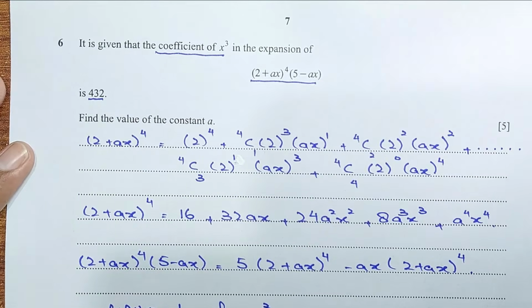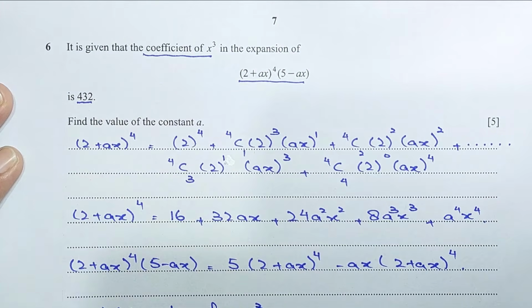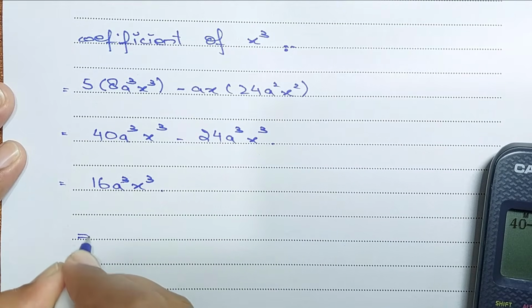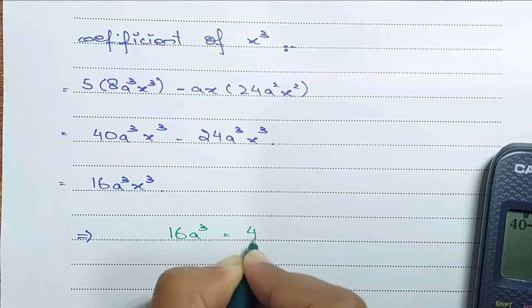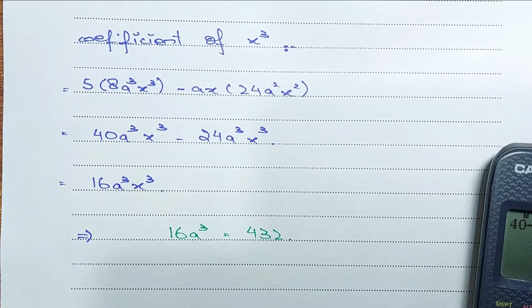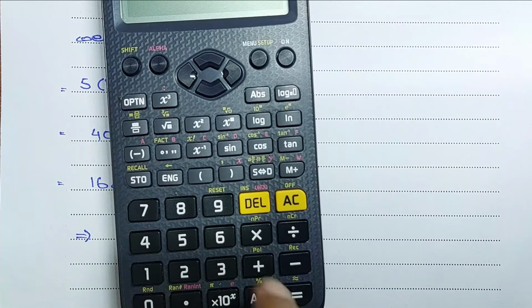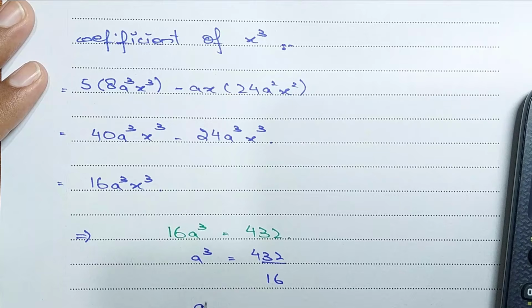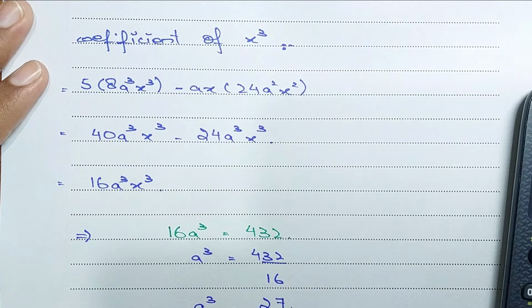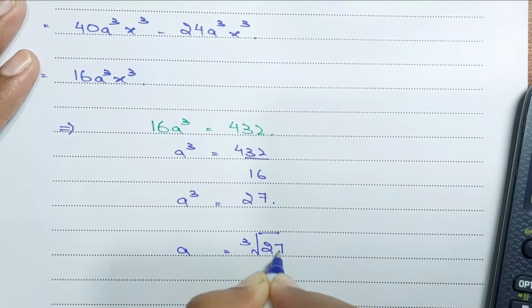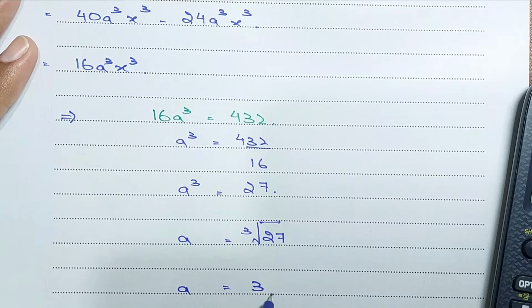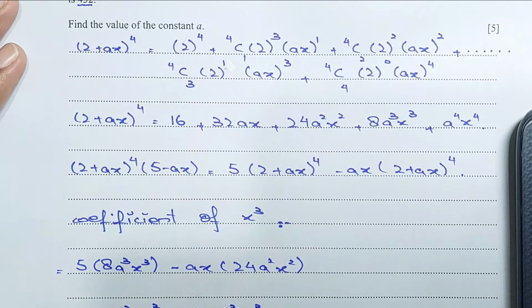Now we are given that the coefficient of x cube is 432. According to the question, the x cube coefficient is 16 a cube, and this equals 432, and we have to just solve for a. So a cube is 432 divided by 16, which is 27. So a cube is 27. It means a is the cube root of 27, which is 3. So the constant a equals 3.